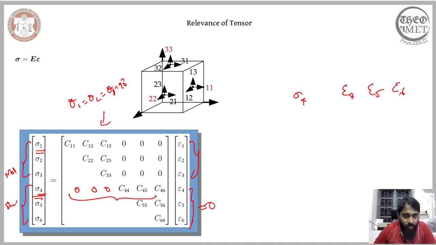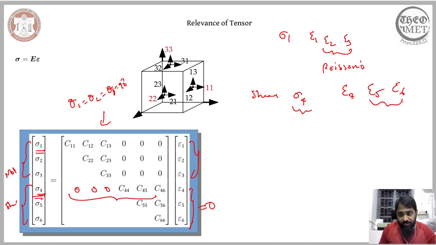But it is vital to note that my sigma 1 can cause epsilon 1, epsilon 2 and epsilon 3 because these stem from Poisson's effect. My sigma 1, my normal stress, can cause normal strain in 2 directions because of my Poisson's effect. But the same cannot be expected of my shear stress 4. It cannot cause any strain on these 2 because Poisson's effect is not active for the stress that is acting on the surface. Poisson's effect is active for the normal stress. Poisson's effect is not active for the shear stress.